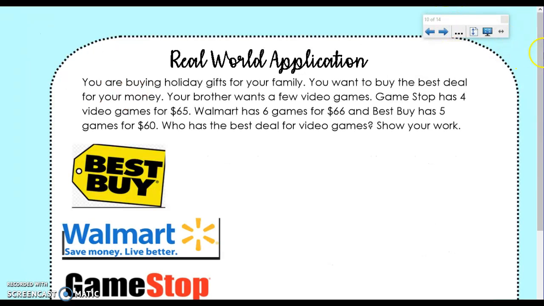All right, next, real world application. It says you are buying holiday gifts for your family. You want to buy the best deal for your money. Your brother wants a few video games. GameStop has 4 video games for $65. Walmart has 6 games for $66. And Best Buy has 5 video games for $60. Who has the best deal for the video games?